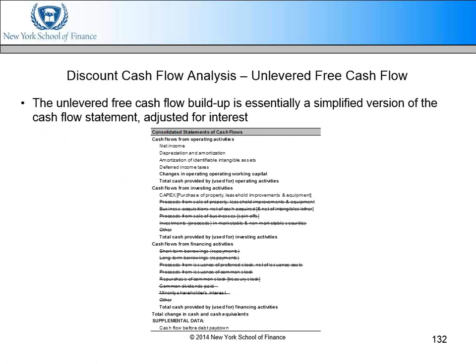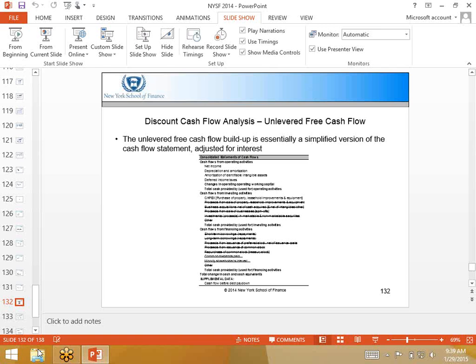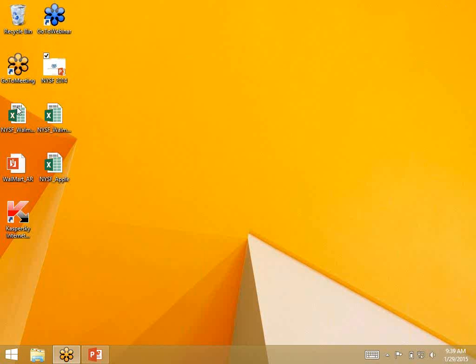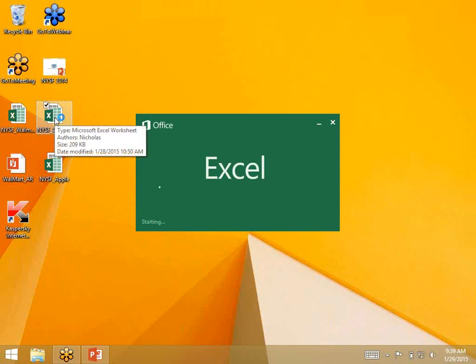Let's discuss it further. And actually, I was going to do this on the board, but I'm going to change my mind. So let's do it. I'm going to do it in the model. What is unlevered free cash flow? Just from the definition. What do I mean by unlevered and free? What's unlevered cash flow? What's free cash flow? What does that mean? And why do we care?